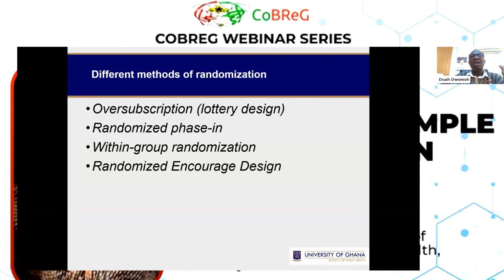And then we also have what you call randomized encouragement design. There are cases where government decides to implement an intervention. The government says, I'm going to give the intervention to everybody. So the intervention has been offered, and once you want to take it, you take it. A typical example is the free senior high school. The government of Ghana decided to give the intervention to everybody. In that case, you will not even have a comparison group. There is no way you can do random assignment because the intervention has been offered to everybody.